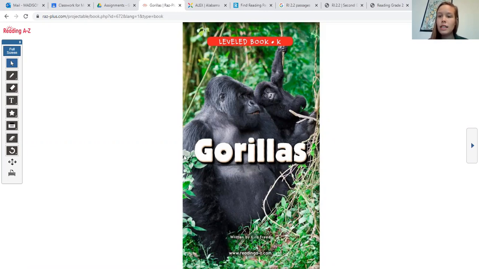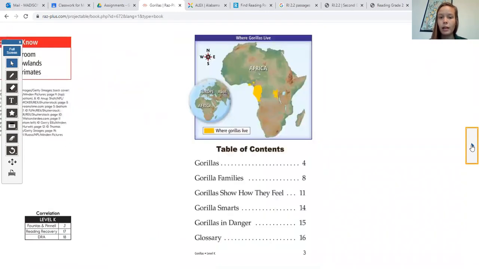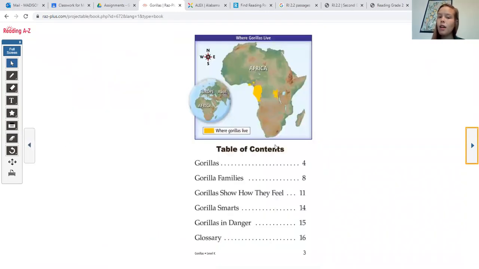And so Gorillas is the title of our book. But then if we keep going, here we have the table of contents, where it lists out the different sections of our story and the pages that they're going to be on.